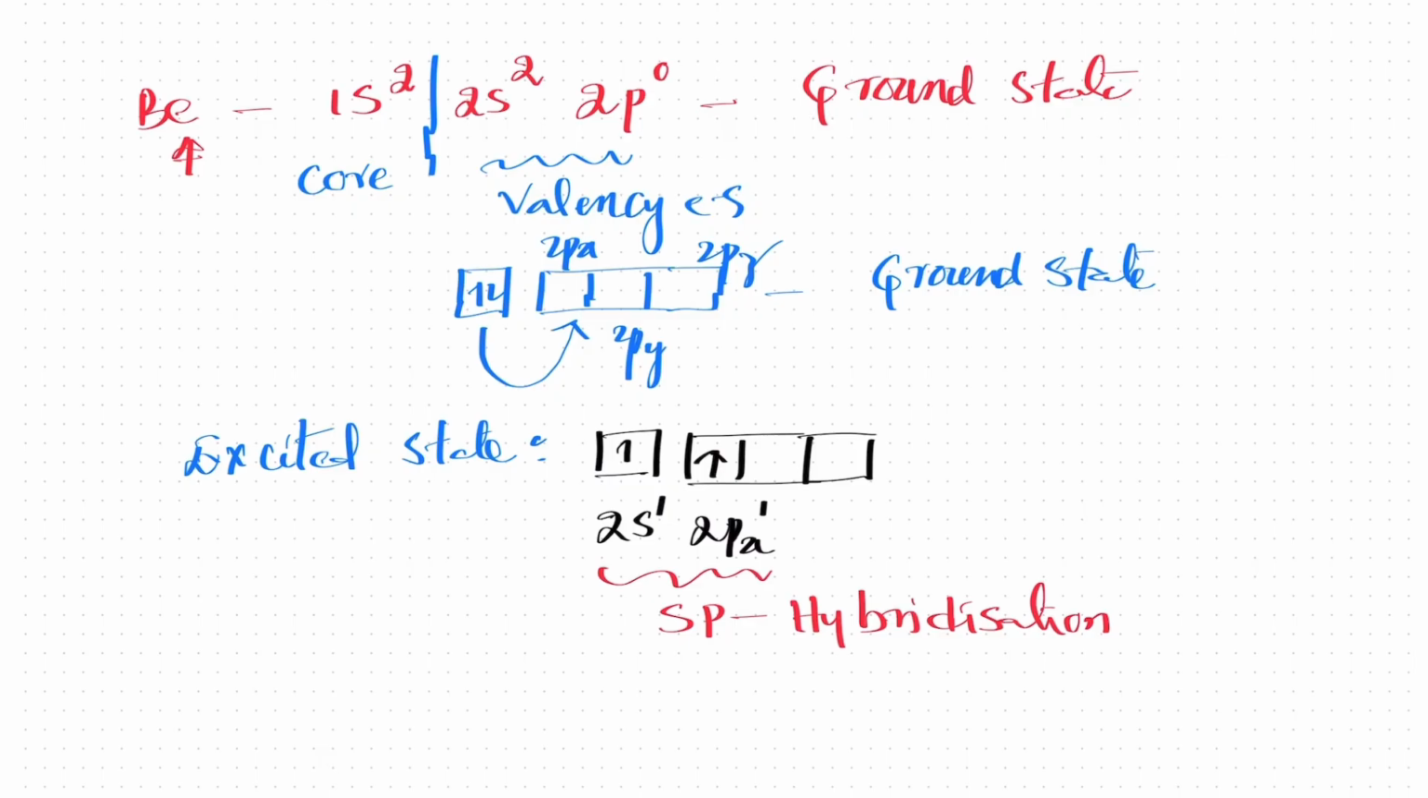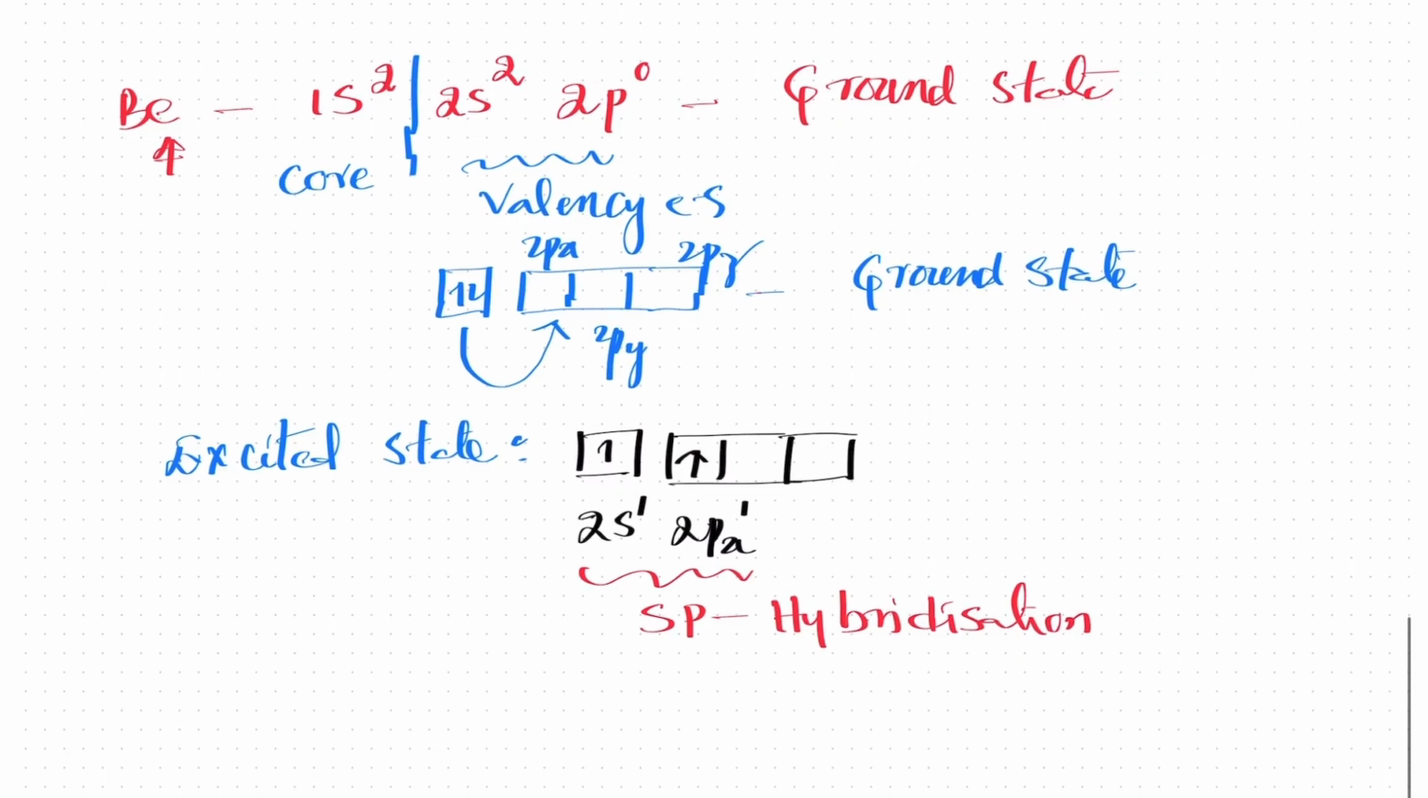Once again you see, atomic number 4, electronic configuration, valency. Here two electrons are in the s orbital and zero electrons in p. This is the ground state, isn't it? But in the excited state, one electron is promoted from the 2s orbital to the 2px orbital. So the number of unpaired electrons in the s orbital is 1 and in the p orbital is 1. These two atomic orbitals intermix and form sp hybridization. This is the electronic configuration for hybridization.